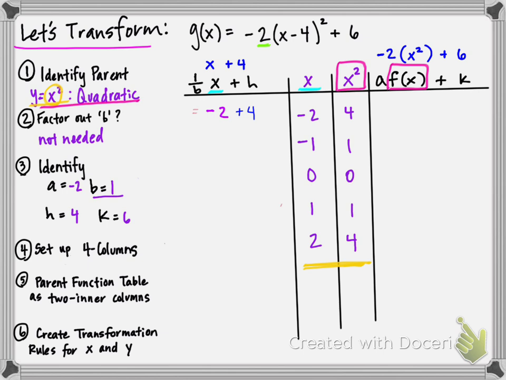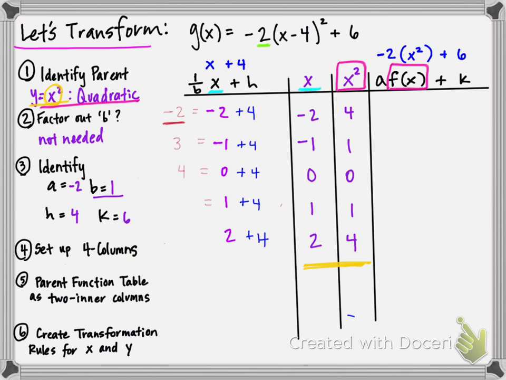Would you agree this is negative 2? I'm doing this in all 3 different colors because this is my output. This is what I actually ended up with in this transformation. Okay, keep going. Negative 1 plus 4. What do you get? That's right, 3. Again, we have 0. I'm going to just write this column for a minute. Plus 4. What's 0 plus 4? That's right, 0 plus 4 is 4.